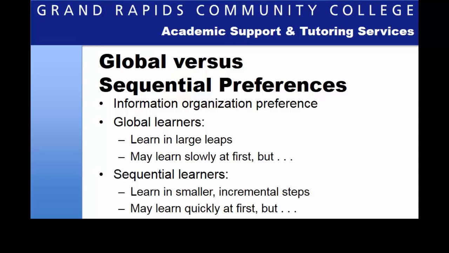Sequential learners process information in a step-by-step, sequential, and linear fashion. These students think inductively by first working to understand the specifics of a topic and then putting these parts together to understand the whole. When working with sequential learners, you may notice that they seem to learn quickly at first, but often have difficulty later on in putting the information in context and understanding the big picture.